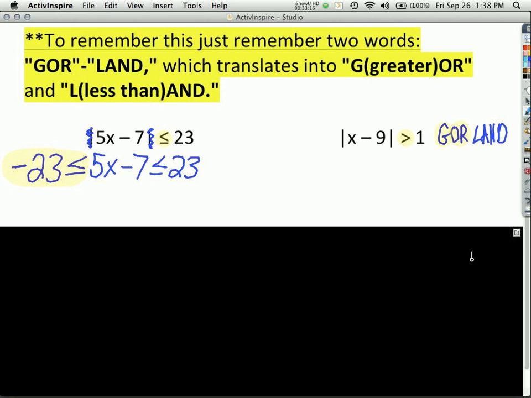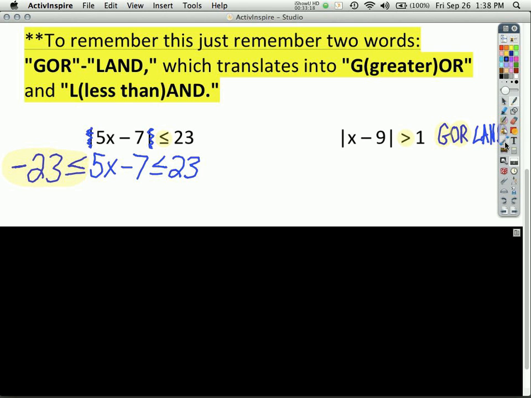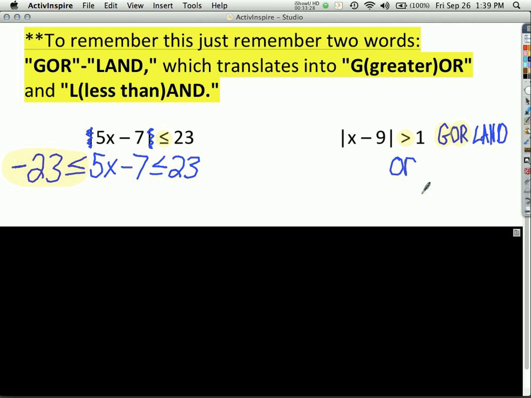Converting to an or inequality is a tiny bit more complex, but really not terrible. You already know from the last lesson that an or inequality has the word or in it. So go ahead and write down the word or. And we're going to copy this exact inequality over to this side. But we're going to drop the absolute value symbol. So we're going to write x minus 9 is greater than 1.